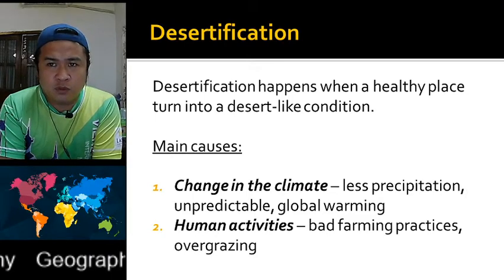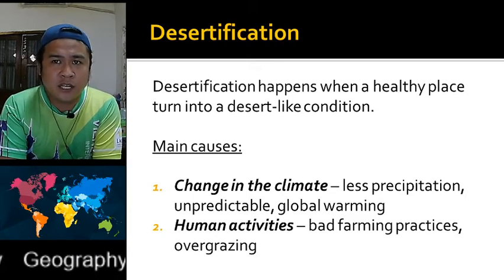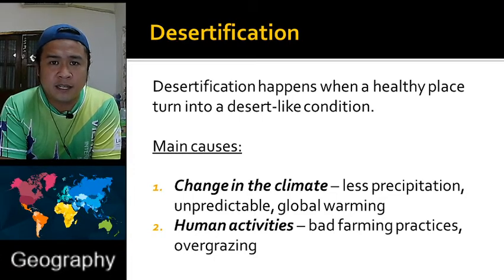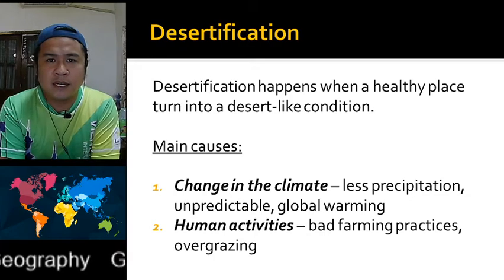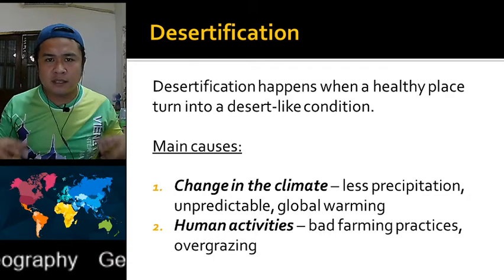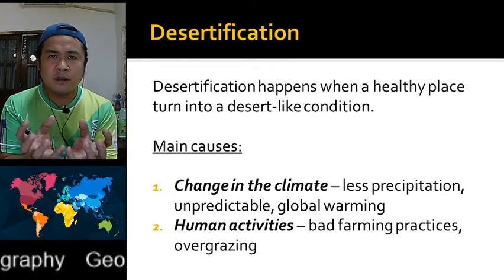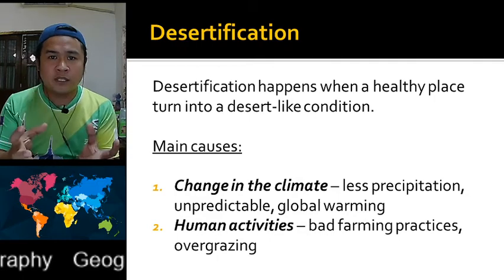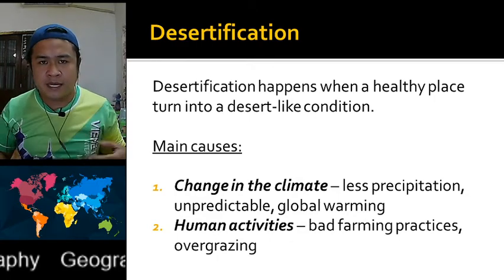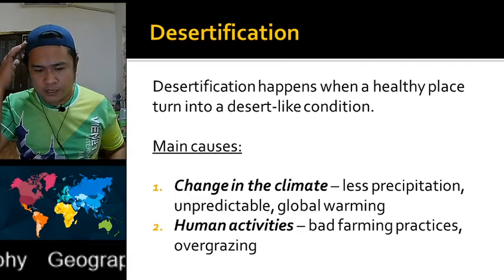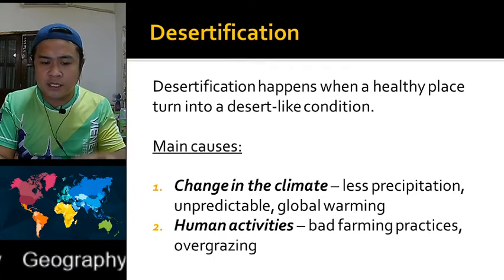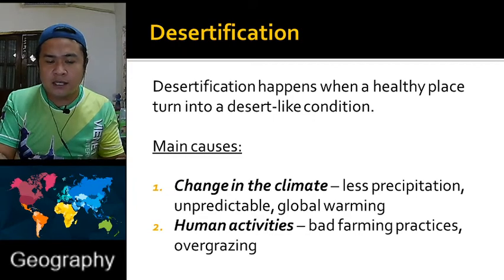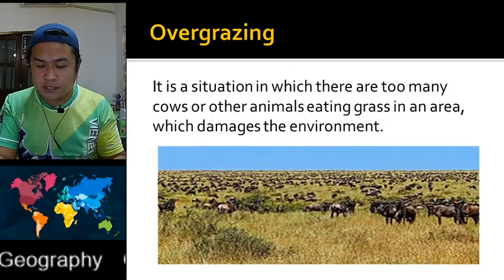Too much cultivation of land. You take all the grass and trees and many other things away from the land. When that happens, the land cannot be held together and water starts to evaporate from it. So it becomes dry and becomes a desert. So take note, these are the two main causes: the change in the climate and human activities.